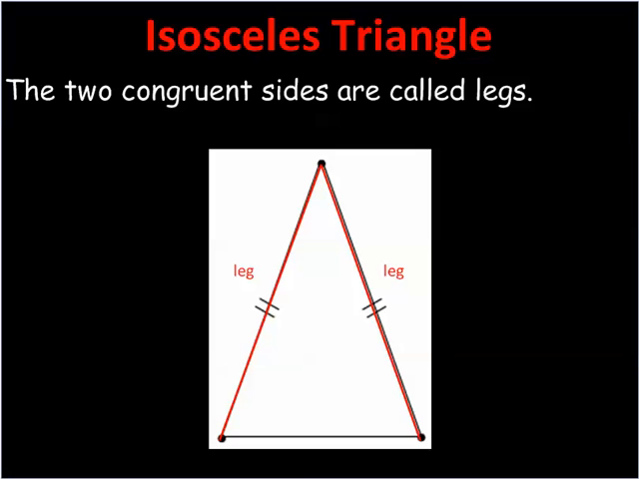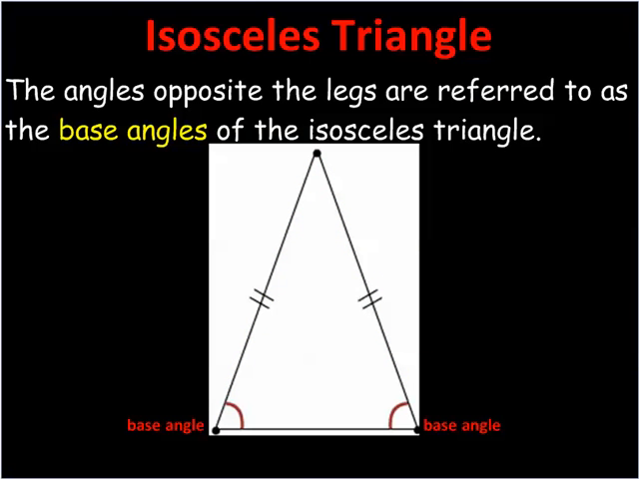The 2 congruent sides are called legs. These 2 congruent sides are marked here, and you can see that I've labeled each one leg. Whenever we talk about isosceles triangle legs, we're talking about the congruent sides. The angles opposite the legs are referred to as the base angles of the isosceles triangle. What I want you to note in this drawing is that those base angles are congruent. Notice they're opposite congruent sides and they are congruent.